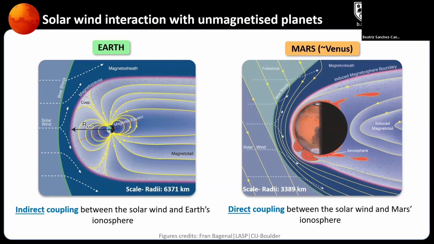However, at Mars, in principle, if we forget about crustal fields for now, there is no intrinsic magnetic field because Mars lost its magnetic field many millions of years ago. So the interaction is a direct one.